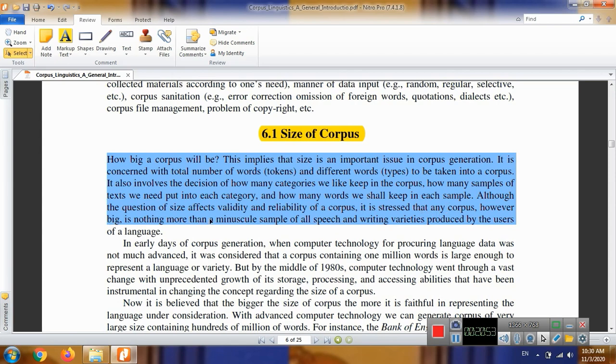Also, the question of size affects validity and reliability of corpus. It is stressed that any corpus, however big, is nothing more than a minuscule sample of all speech and writing variety produced by the users of the language.